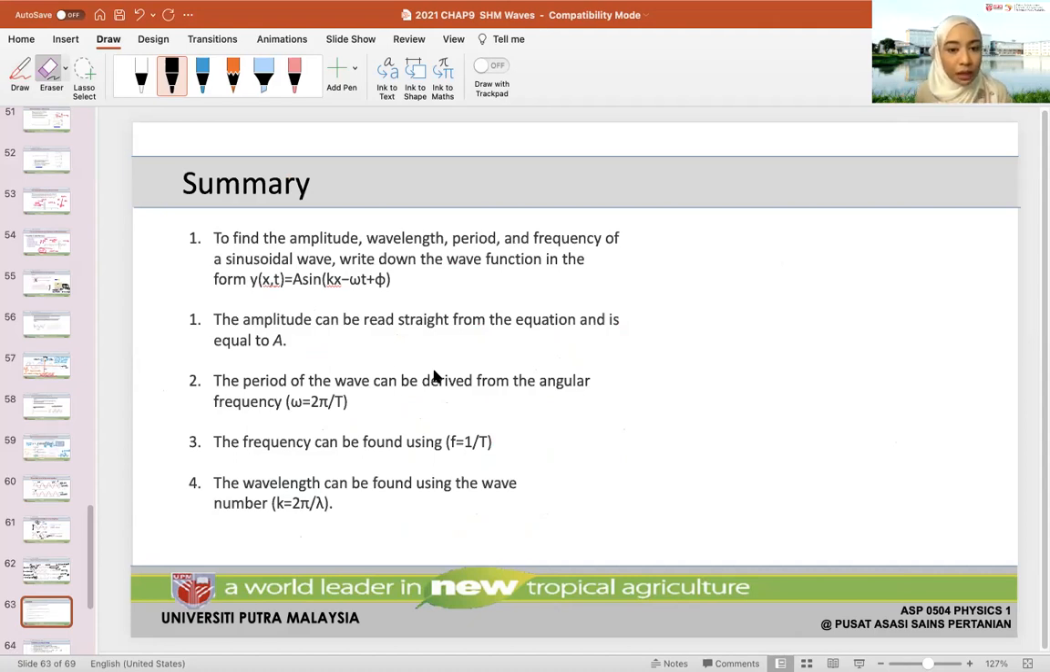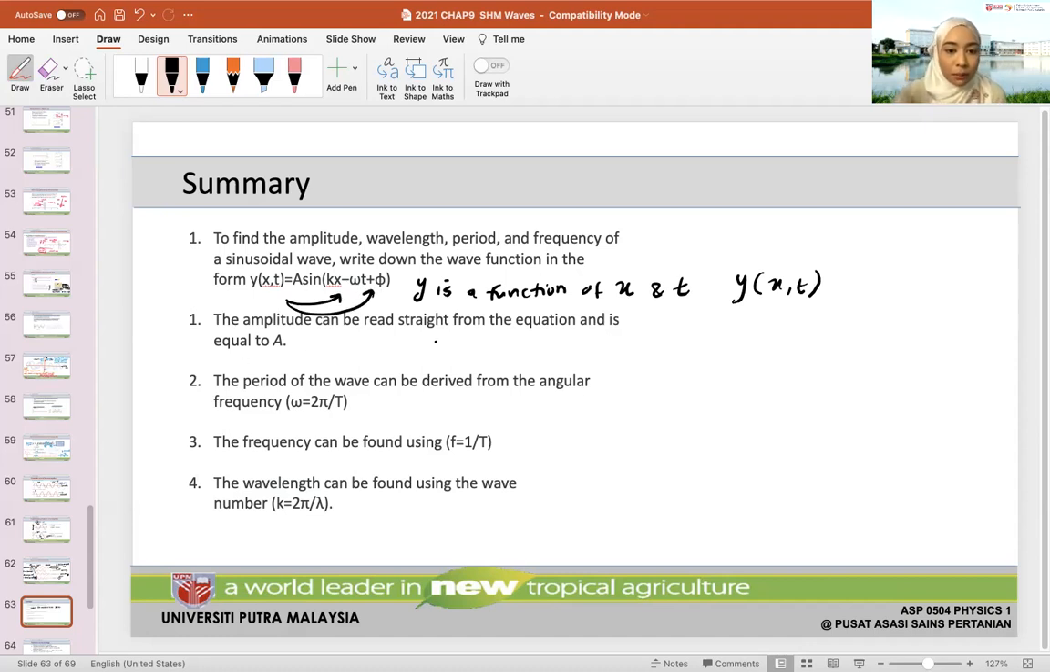Okay, summary. To find the amplitude, wavelength, period, and frequency of a sinusoidal wave, write down the wave function in the form y equals A sine kx minus omega t plus phi, if there is a phase. Kat sini dia tulis y dalam kurungan x, t. It means y is a function of x and t. Itu saja maksud dia. It is a function of x and t. That is what it means.